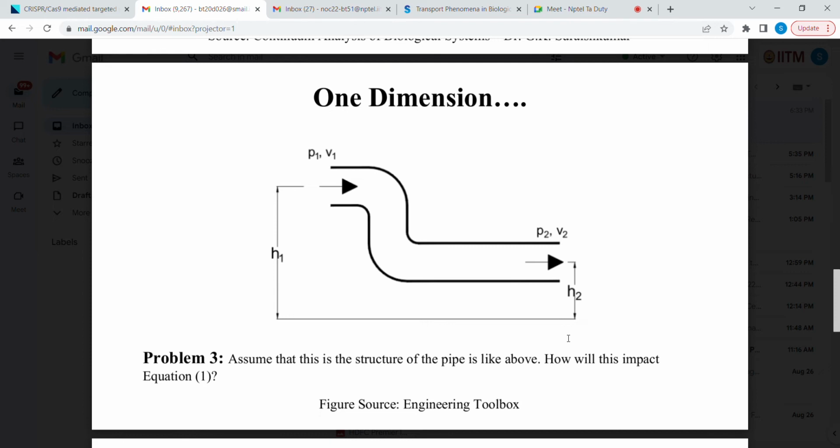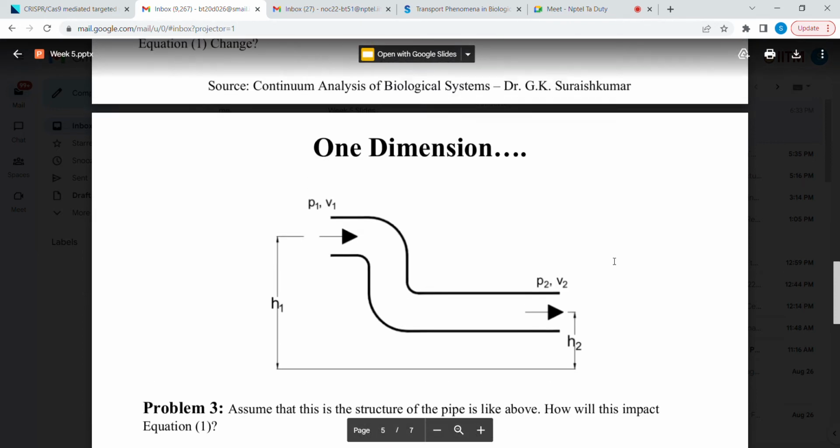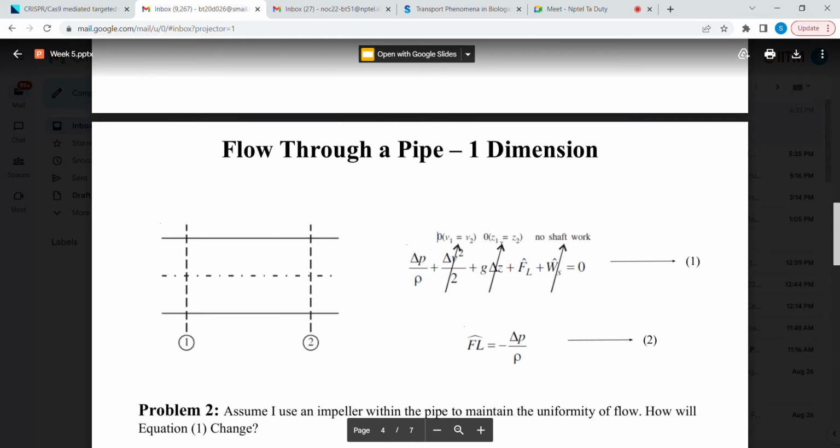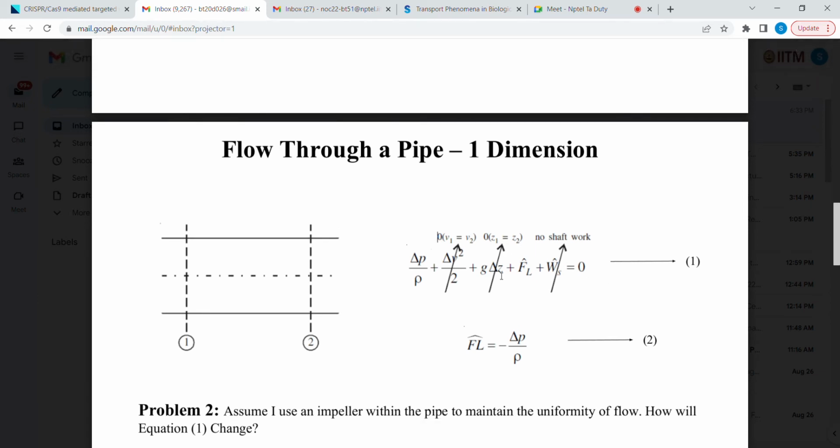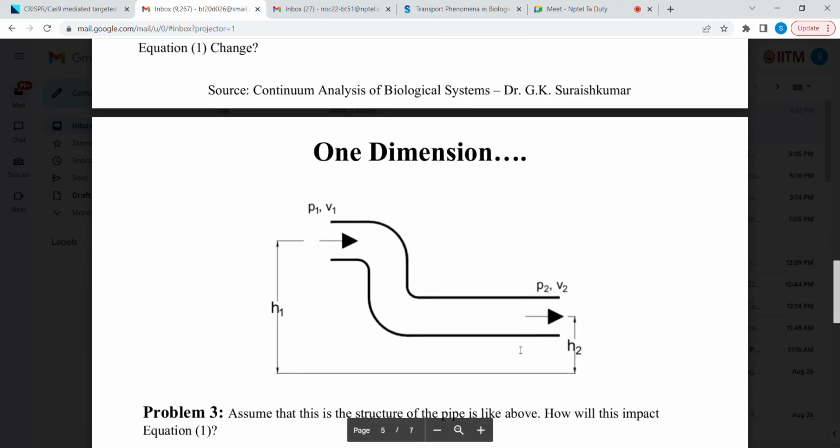I think I gave you the hint of Z1 and Z2. So basically, Z1 is not equal to Z2, so delta Z is there, so this component will be there, and the equation will develop into FL hat equal to minus delta P by rho minus G into delta Z. But over and above that, think about this, right?